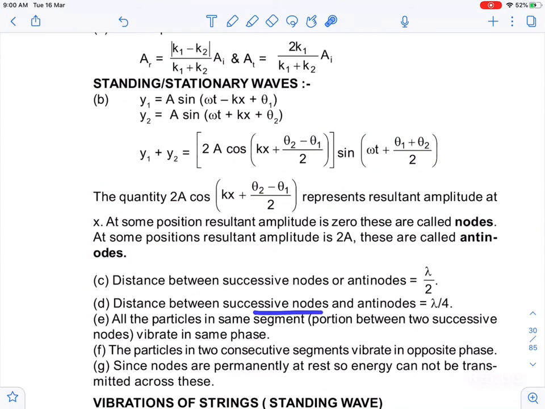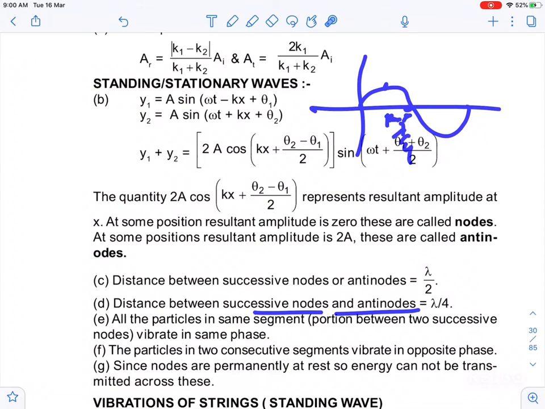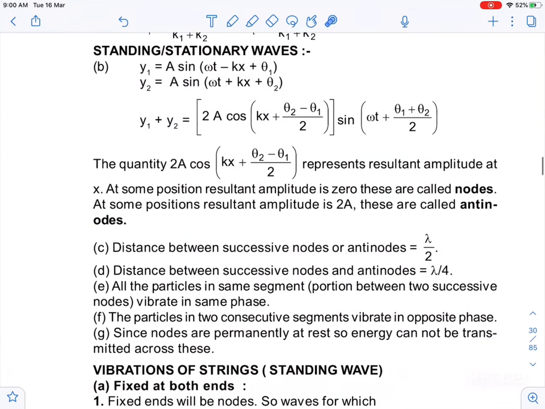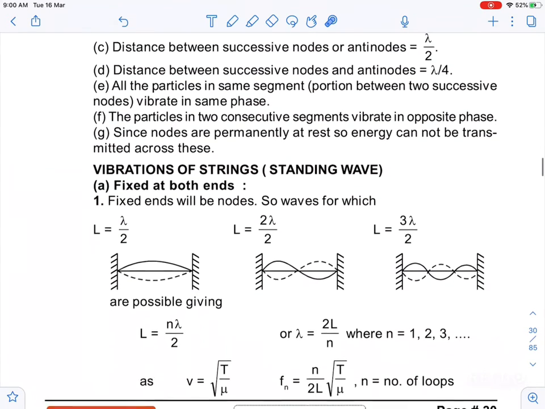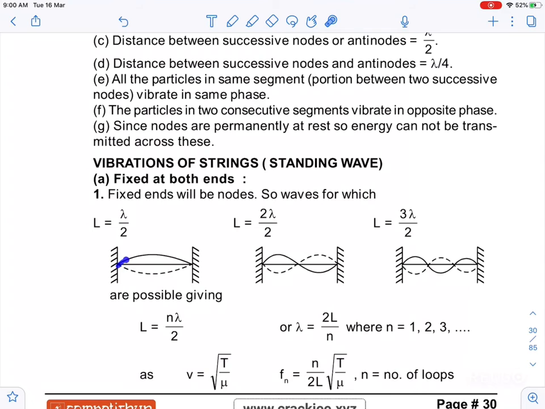So the distance between two consecutive nodes or antinodes is lambda by 2. The distance between a node and an antinode is lambda by 4. Keep in mind, at the fixed end, node formation always takes place.